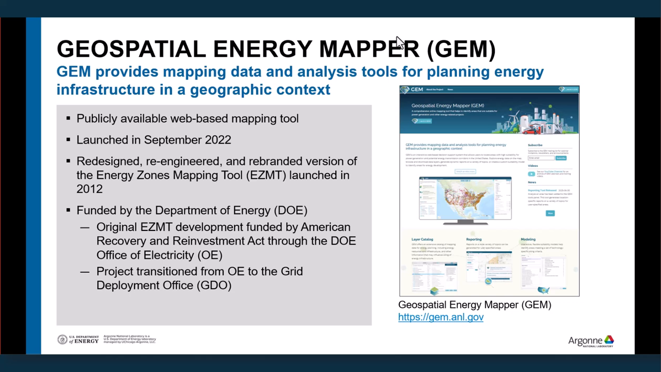GEM was launched in September 2022, but it's actually a redesigned, re-engineered, and rebranded version of the Energy Zones mapping tool, which was launched about 10 years earlier in 2012. The project is funded by the Department of Energy. The original Energy Zones mapping tool was funded by the American Recovery and Reinvestment Act through the Department of Energy Office of Electricity. And later in a reorganization, it transitioned to the Grid Deployment Office, Leadership and Funding. The URL is given there on the lower right, and the home page is shown on the graphic.